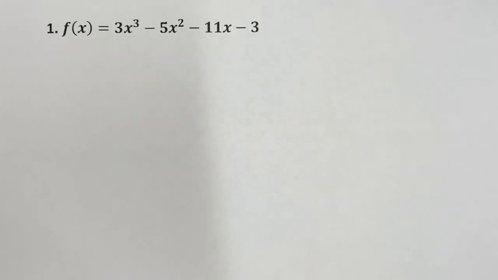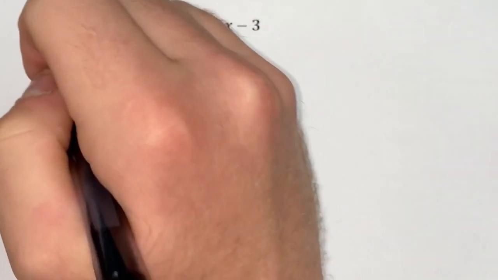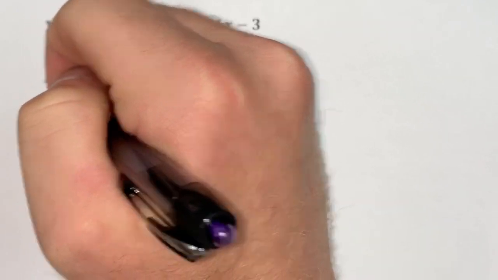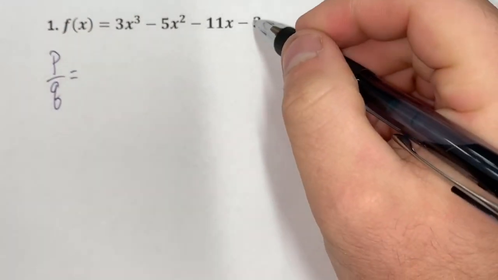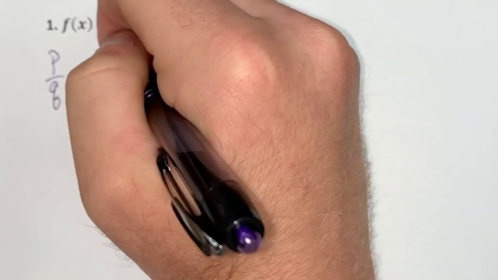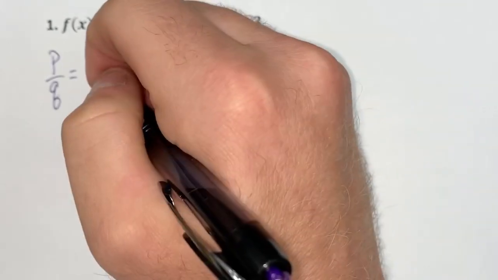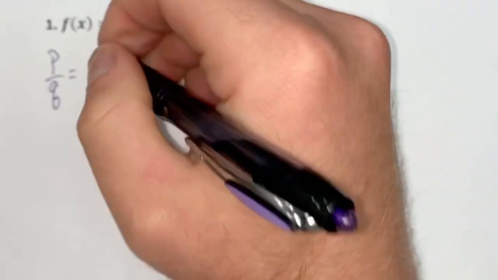In order to find all the roots of the polynomial without being given a root, we first want to use the rational root theorem and list all the possibilities for roots. P over Q, P being all the factors of the constant term, the factors of 3 are 1 and 3. Q being all the factors of the leading coefficient, which is also 3. And then any combination of those.